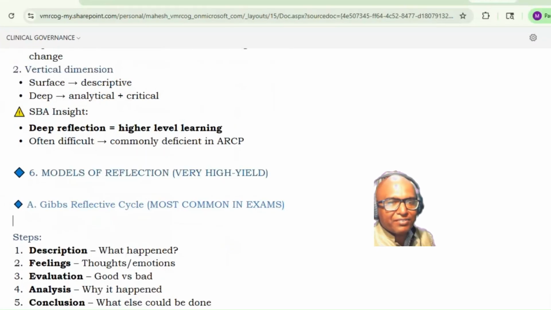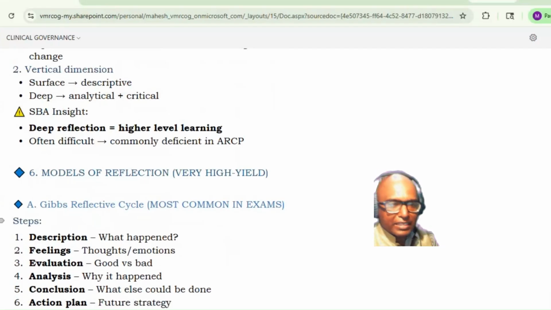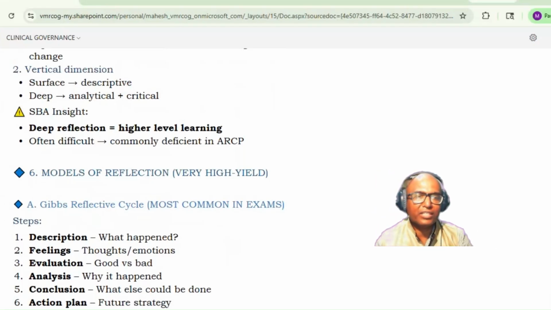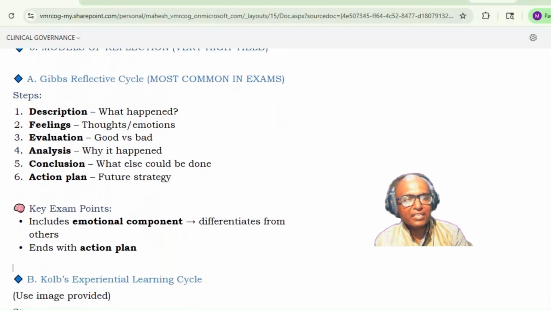So the Gibbs reflective cycle involves description. What is the event? What were the feelings and thoughts over that particular event? How was the evaluation? Whether it was a good or a bad event? What was the analysis? Why has it happened? And what is the conclusion? What else could have been done? And what is the action plan for the future strategy? So there are two models for reflection. One is the Gibbs reflective cycle, and the second one is Kolb's learning cycle.